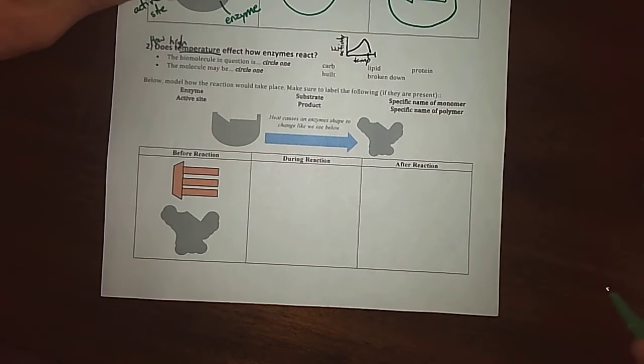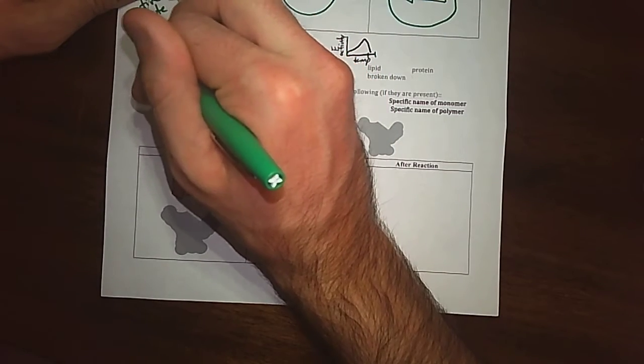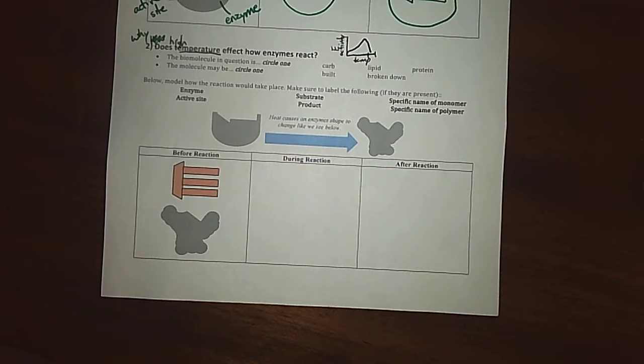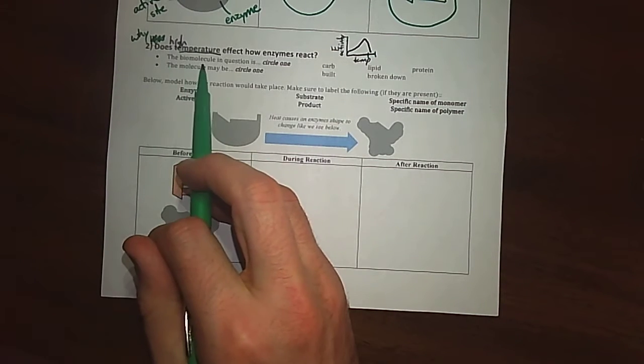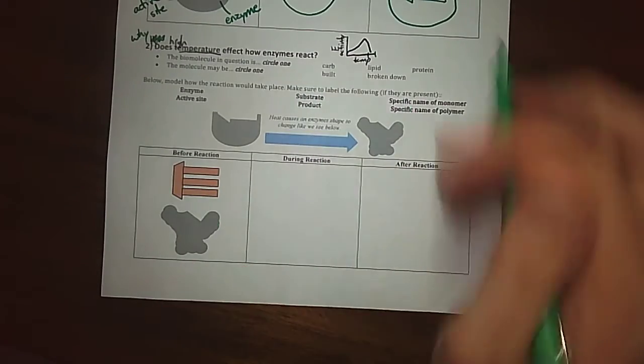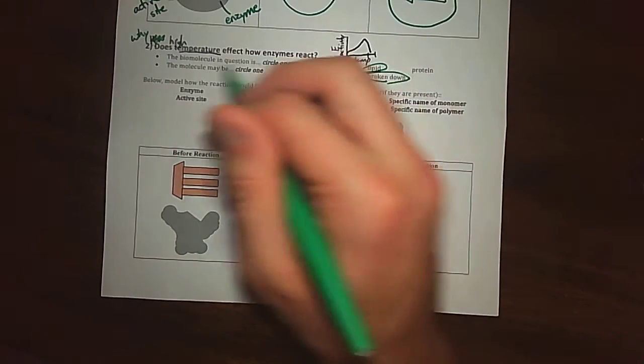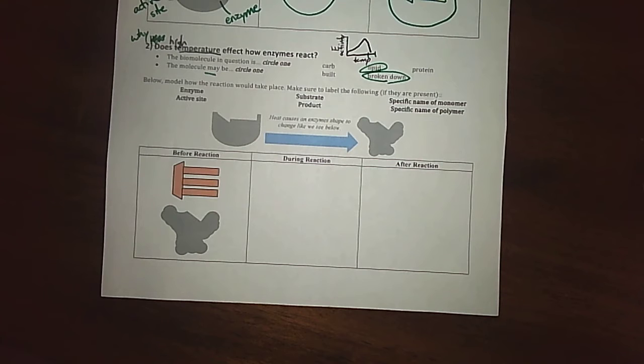Why does that happen? Better yet, why does high temperature affect how enzymes react? I'm just going to get situated here just like I did up there, where the biomolecule in question is the same one as before, a lipid, and it's all together, so it's my fat molecule, so it's going to be broken down if this reaction occurs.